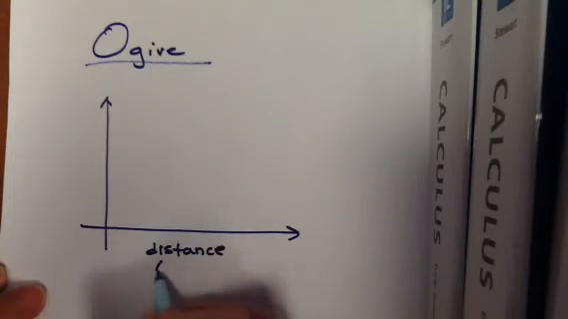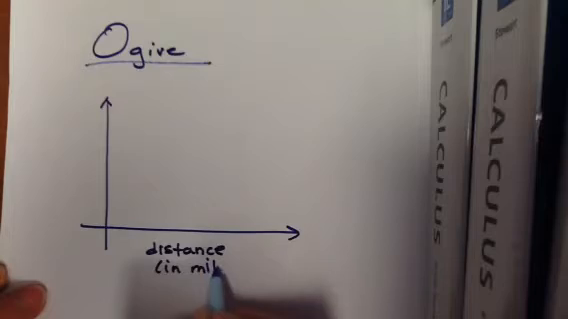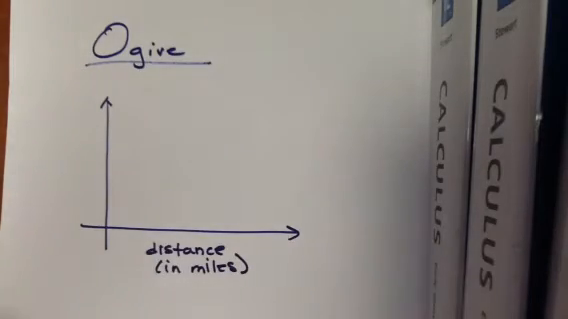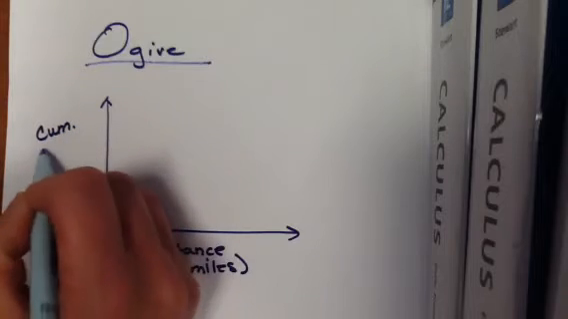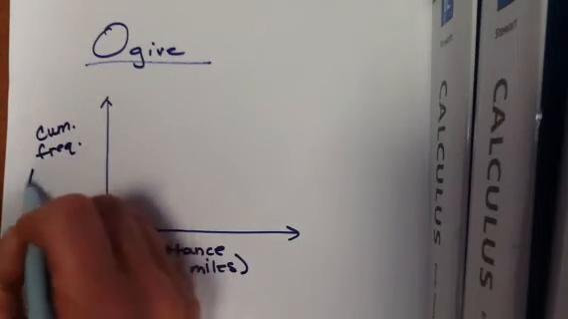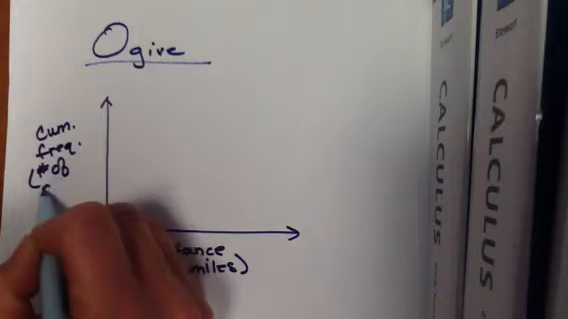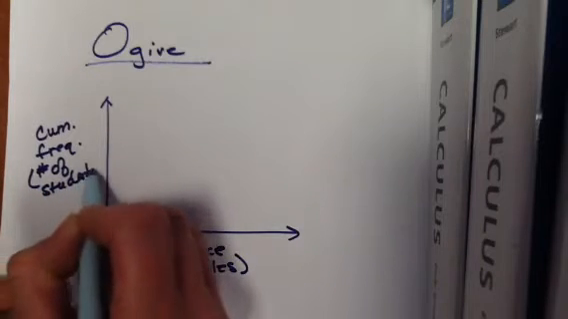In this case, it's distance in miles. And then we can label the vertical axis the cumulative frequency. We may want to put in parentheses here number of students so we know what it is we're counting.